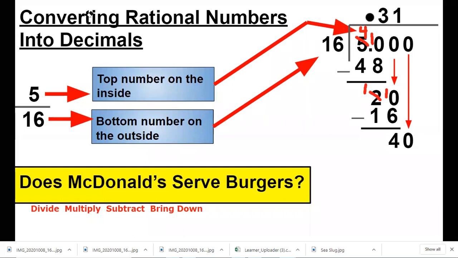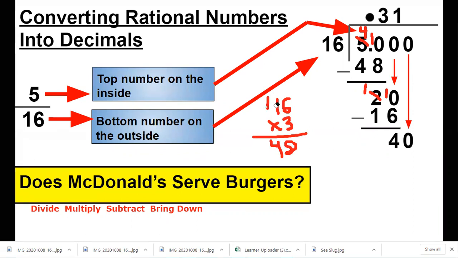Okay, let's continue. We're going to divide again 16 into 40, or 40 divided by 16. How close can we get without going over? Well, we knew 16 times 2 was 32. Did we do 16 times 3? Well, let's try it. 16 times 3. 3 times 6 is 18. Carry the 1. 3 times 1 is 3 plus 1 is 4, 48. That's too high. That's over 40. So it has to be 16 times 2.